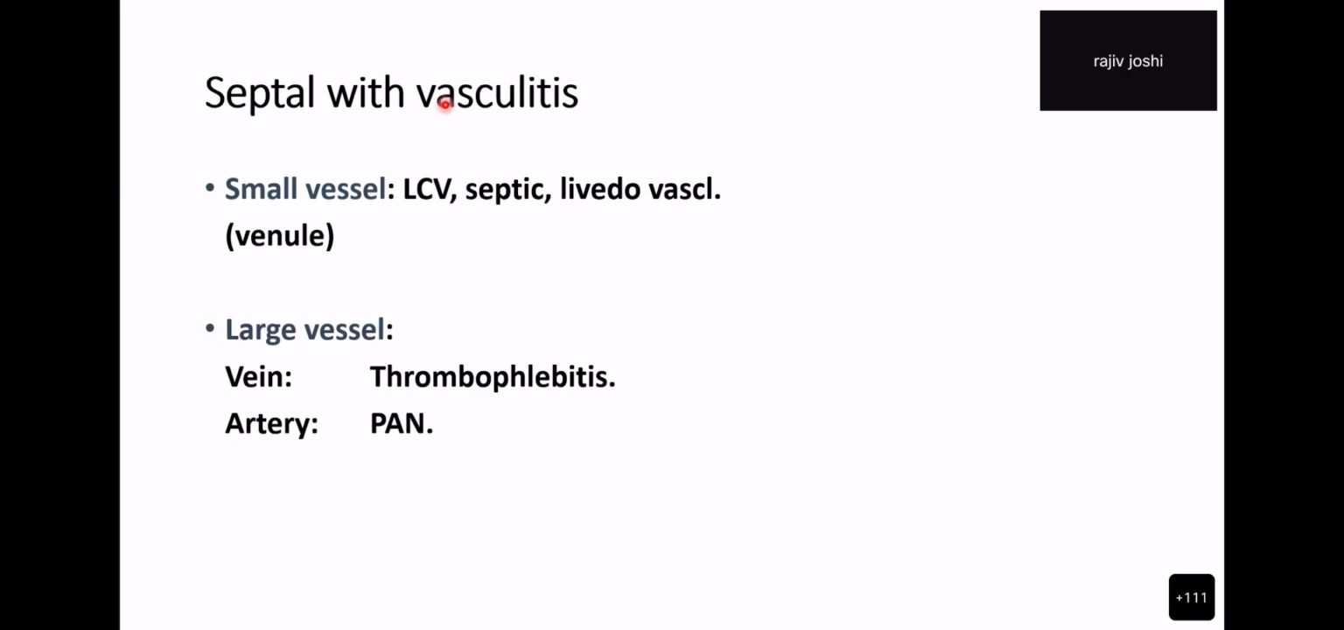Then you can get it with vasculitis. So septal involvement with vasculitis, you can get small vessel vasculitis, you can get septic vasculitis, that is infective vasculitis, livedoid vasculitis or vasculopathies. Or you can even get large vessel involvement like thrombophlebitis or polyarteritis nodosa within the thickened septae.